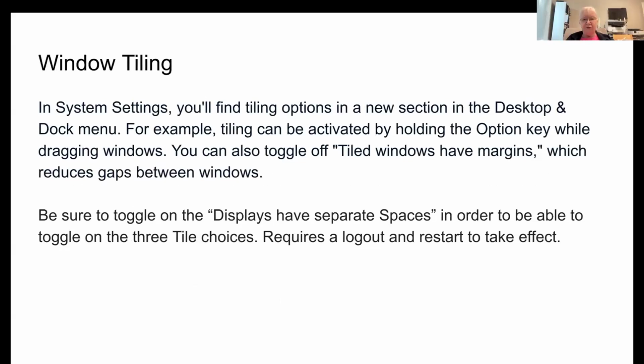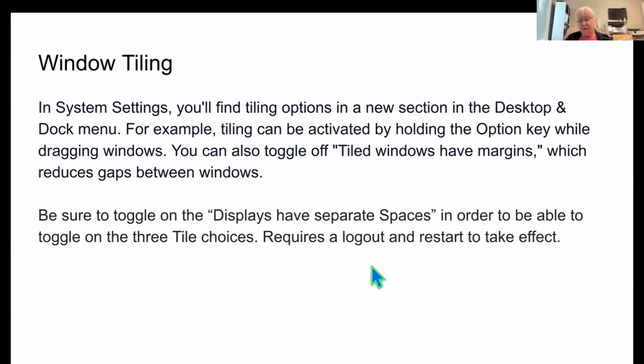Window tiling is a new section in the desktop and dock menu. Now you can click to show the various tiled layouts that you can choose. You can have one set up and then drag things to the various sections. And if you don't want a little bit of margin in between the tiled windows, you can reduce that. But in order to work with it, you have to make sure that displays have separate spaces toggled on.